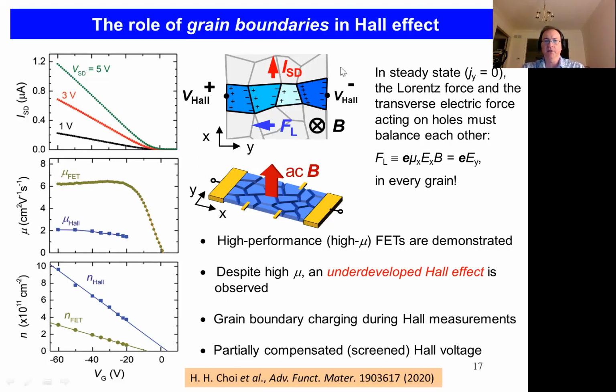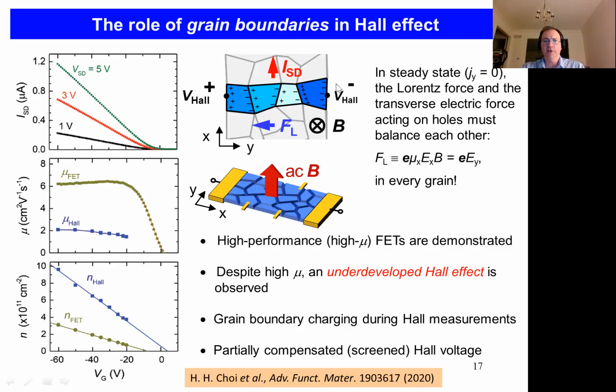This cartoon on top schematically depicts the conducting channel. The longitudinal direction here is the vertical direction, so current is flowing vertically. These 2 dots are the Hall voltage probes, and the magnetic field is perpendicular to the plane.